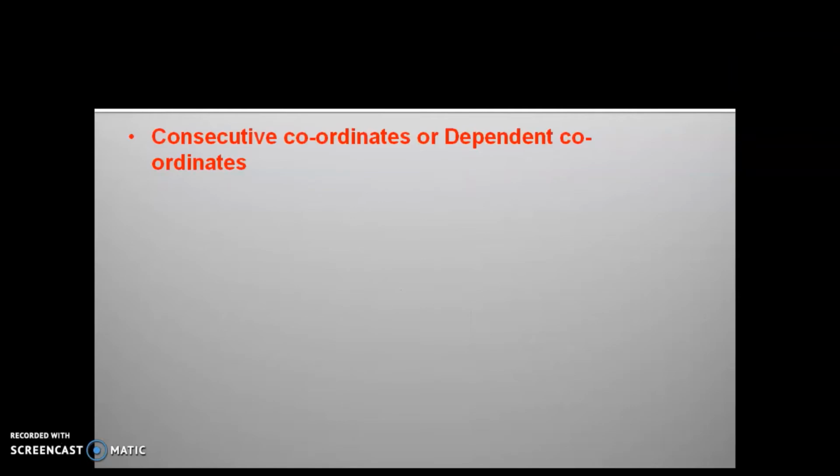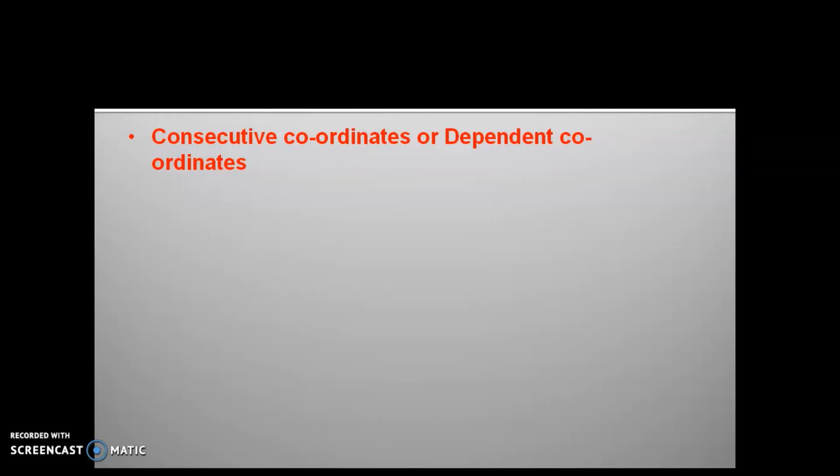Now, what do you mean by consecutive coordinates, which are also known as dependent coordinates? Consecutive, preceding, succeeding, like that. The latitude and departure of any station with respect to the preceding one. Suppose if I want to calculate the latitude and departure of BA, I should take reference as AB. So the latitude and departure of a station with respect to the preceding station are known as consecutive coordinates, which are also known as dependent coordinates.